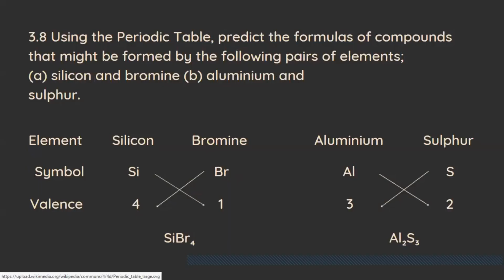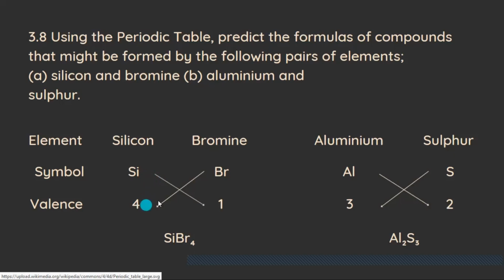Now, using the periodic table, predict the formulae of the compounds that might be formed by the following pairs of elements. Now, this particular topic, I think you should have learned it in your previous classes. All we're going to do is use their valencies. There was a crisscross method. So we have silicon and bromine. Silicon, Br, right? They are the respective symbols of these elements.